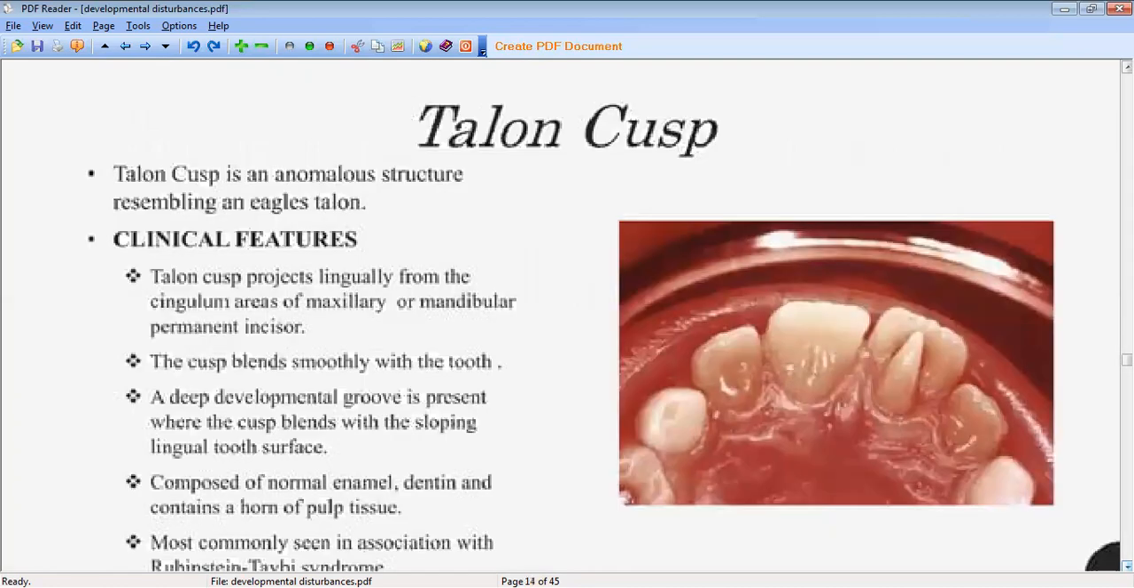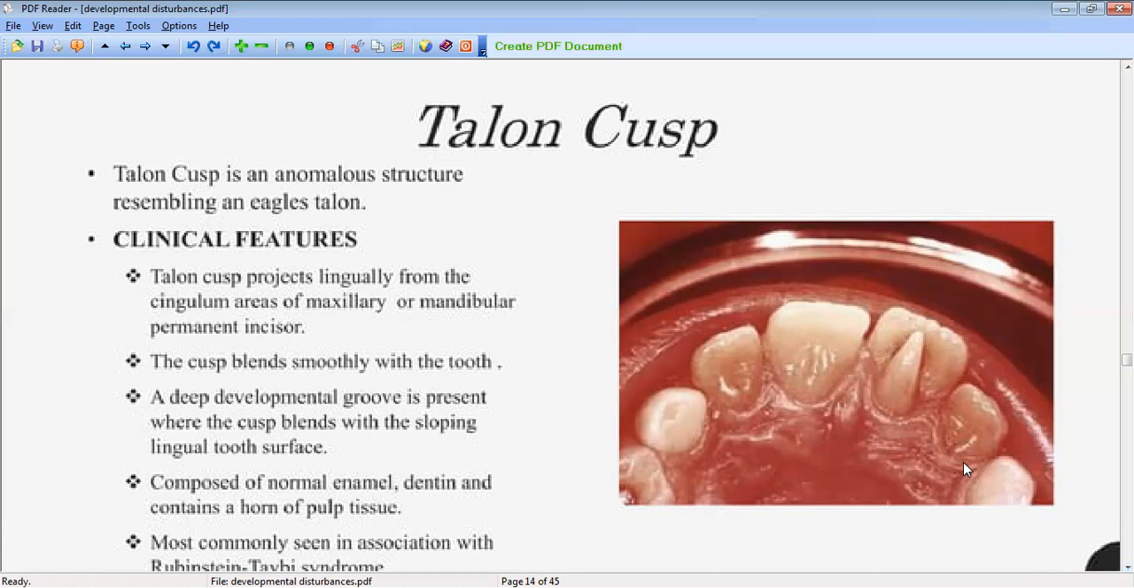Then come to talon cusp. Talon cusp is an anomalous structure resembling an eagle's talon. Right, you can see here in the picture. Talon cusp projects lingually from the cingulum area of the maxillary and mandibular permanent incisors. Cusp bends smoothly with the tooth.